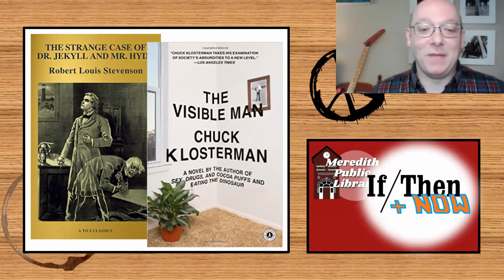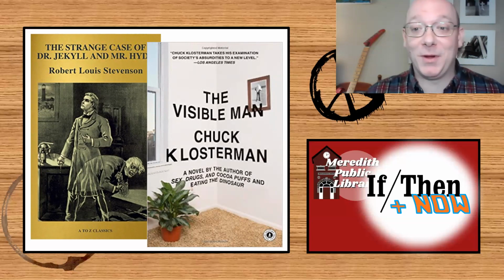All right, so that was The Visible Man by Chuck Klosterman, our modern title, and our public domain was The Strange Case of Dr. Jekyll and Mr. Hyde. Available for you to read right now.